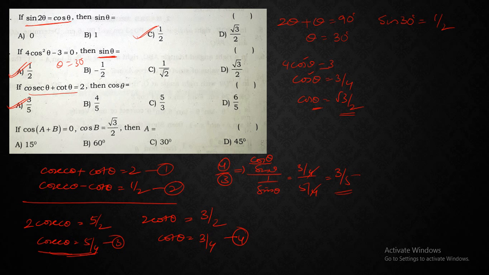Next, cos of A plus B is equal to 0. For what value is cos equal to 0? It is cos 90. That means A plus B is equal to 90 degrees. And cos B is equal to root 3 by 2. For what value of B is cos root 3 by 2? For 30 degrees. So B is equal to 30 degrees, and clearly A is equal to 60 degrees. So A is equal to 60.